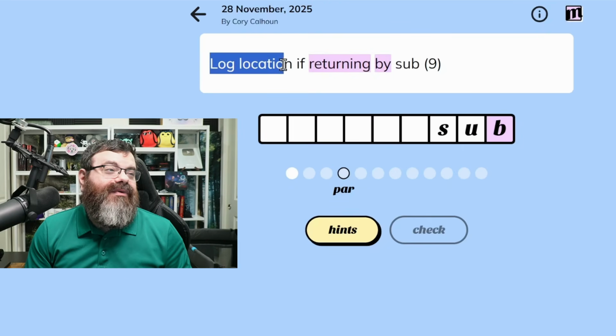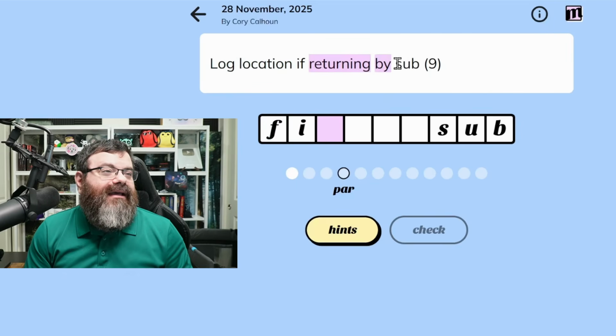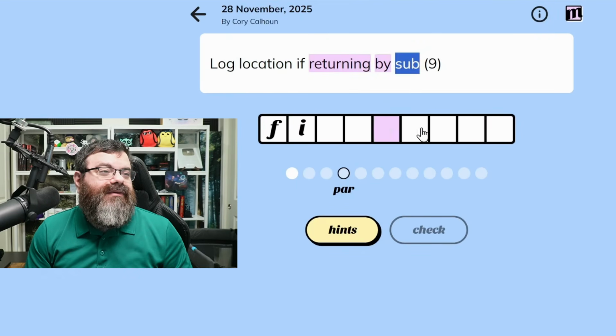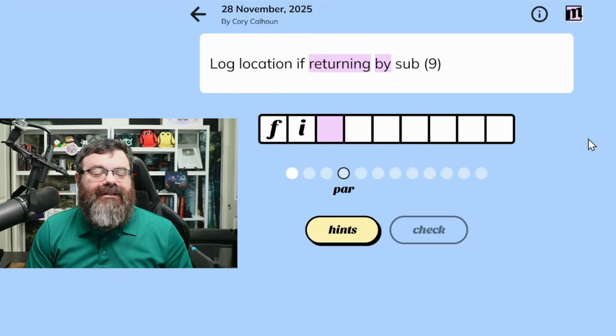Unless log location is our definition, and we start with fi, and then we need to replace sub with something much, much longer, a 7-letter word. So what would be a log location that starts with fi? Log location. It doesn't have to be a log like the surface says. It could be a log like a tree trunk, like in the forest or something. Fi.